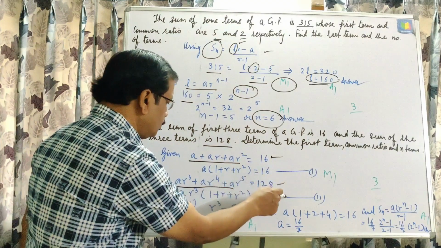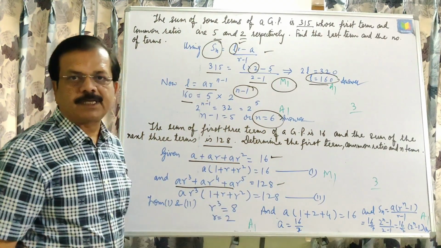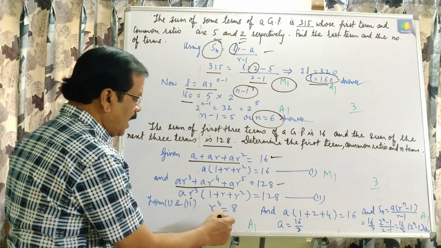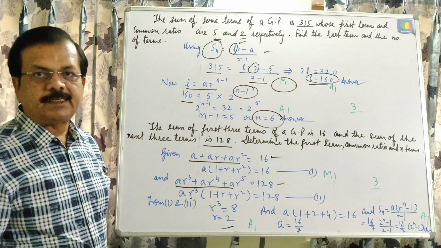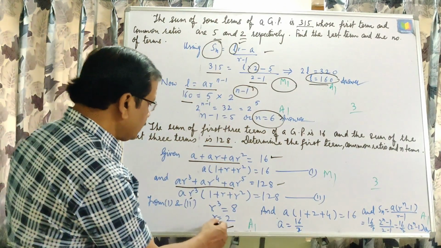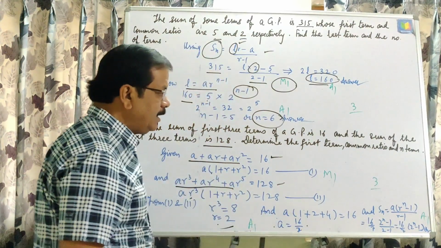And this way, using these two equations, dividing these two equations, 1 plus r plus r square will be cancelled, a will be cancelled, and we can get r cube is equal to 8, and taking the cube root of 8, r is equal to 2. Substituting this r is equal to 2, we are getting a is equal to 16 by 7.